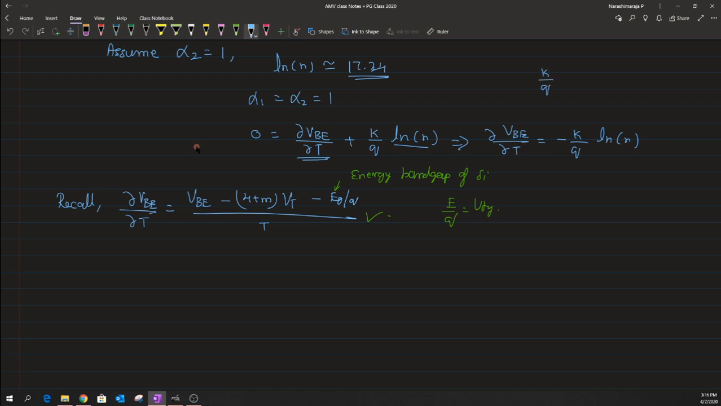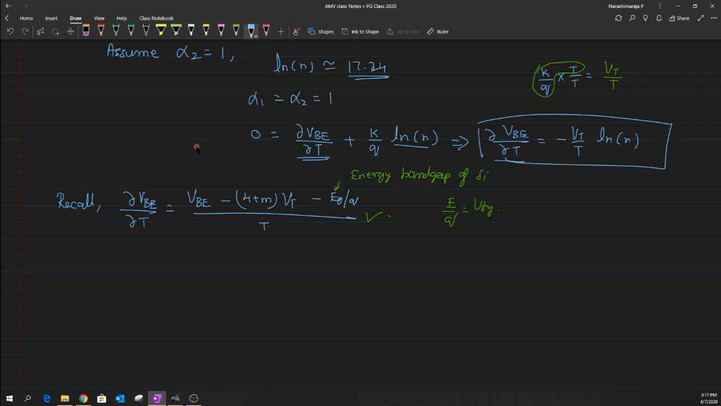I have a term k/q, which I am just going to multiply and divide by temperature, and we know that the combination of this kT/q is nothing but our thermal voltage divided by the temperature. So rather than writing just k/q, I can replace it with Vt/T. Having got this expression, let us plug in the value of this ∂VB/∂T.